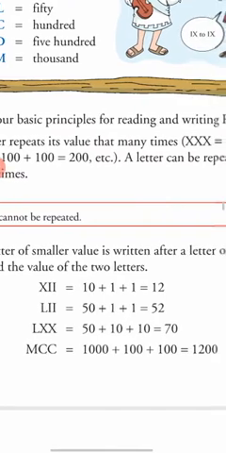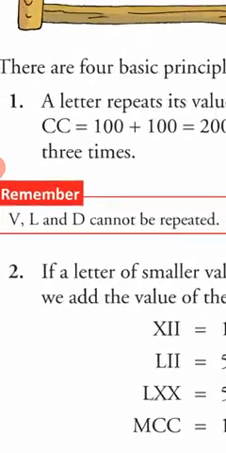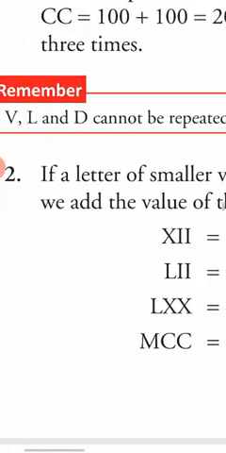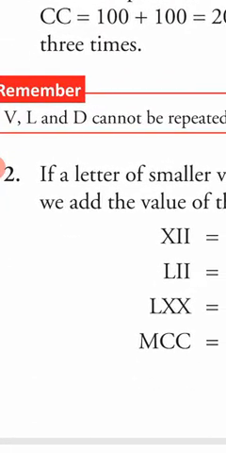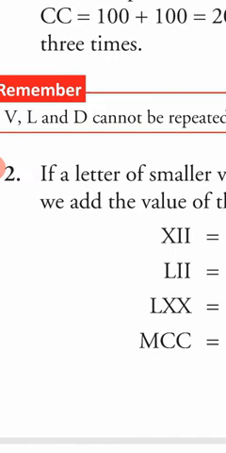So here we have seen the letters X and C, plus we have this in the box that V, L and D cannot be repeated. V, L and D cannot be repeated. Repetition of X and C we have seen, but V, L and D cannot be repeated. They will be written only a single time.